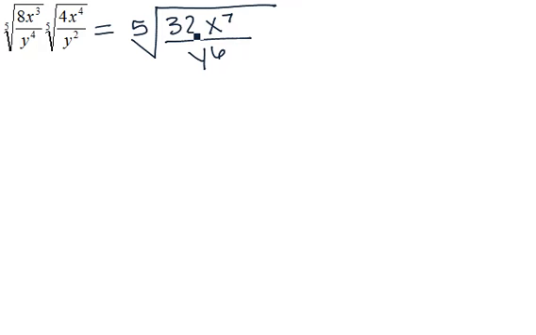8 times 4 gives us the 32. X to the seventh comes from the x cubed times the x to the fourth, and the y to the sixth comes from y to the fourth times y squared.